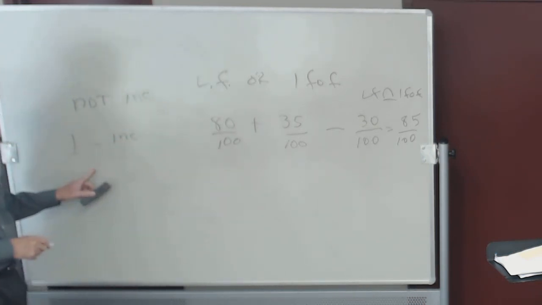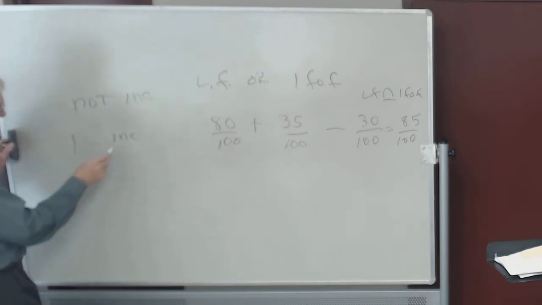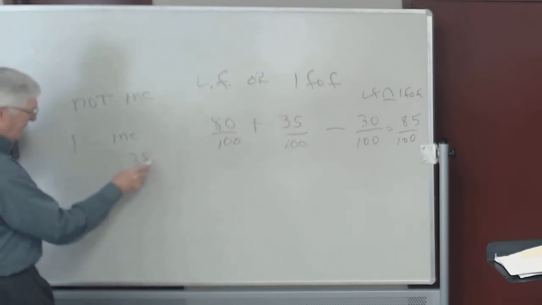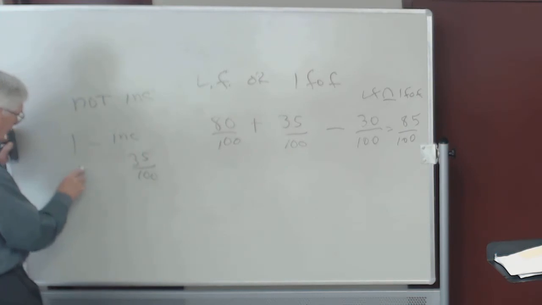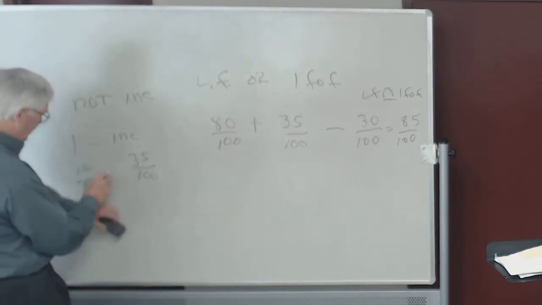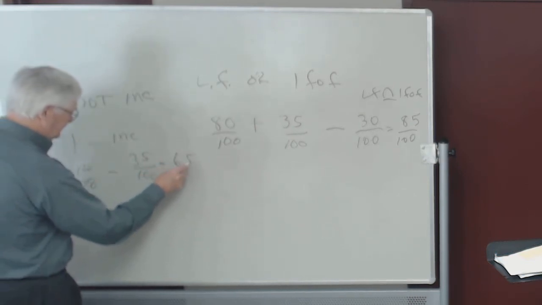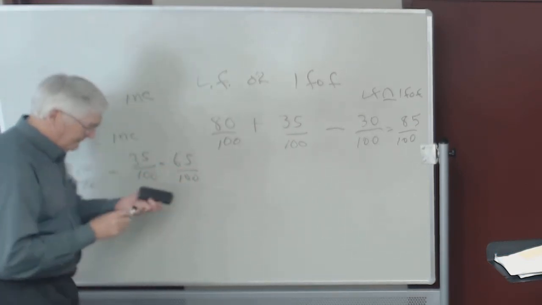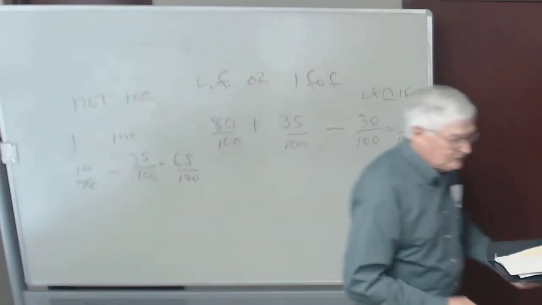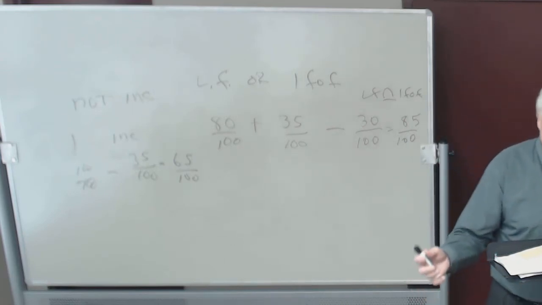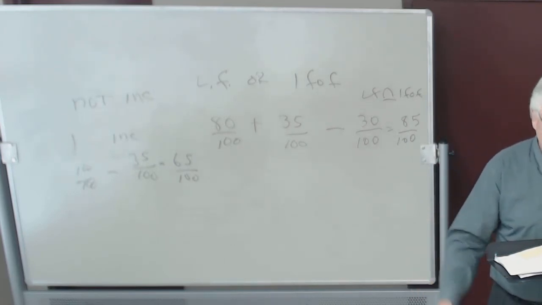You see that? So incorrect was what? 35 over 100? So 100 over 100 minus 35 over 100 equals 65 over 100. So there's two ways to look at it. It's just a matter of which way makes more sense in your head.